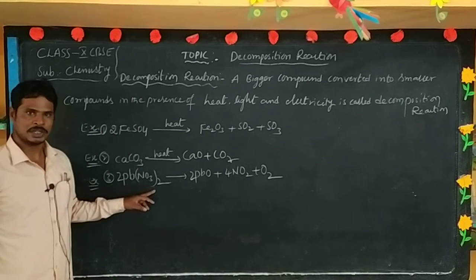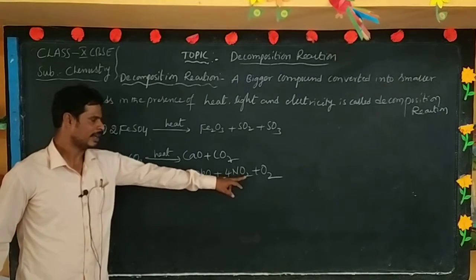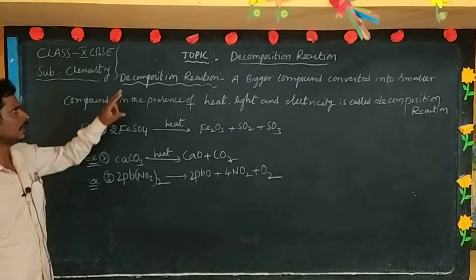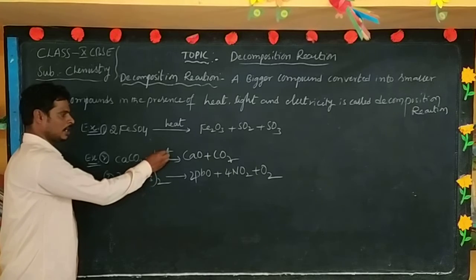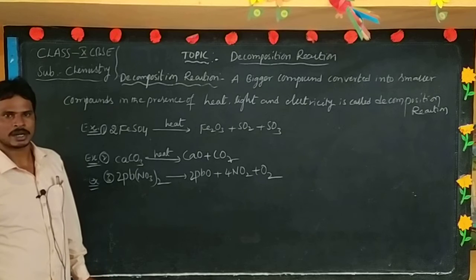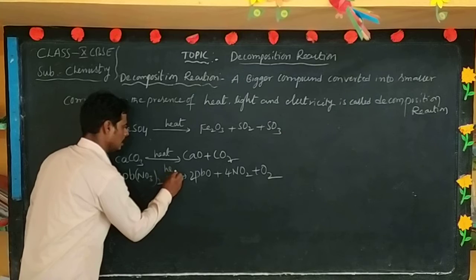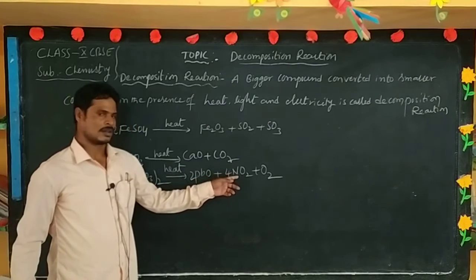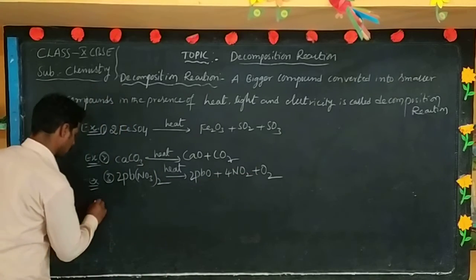Lead nitrate undergoes decomposition to form lead oxide plus nitrogen dioxide and oxygen. So these all are examples of decomposition reaction. Here calcium carbonate undergoes decomposition in the presence of heat to form calcium oxide plus carbon dioxide. Next, lead nitrate undergoes decomposition in the presence of heat to form lead oxide, nitrogen dioxide and oxygen. Next, another example, example 4.